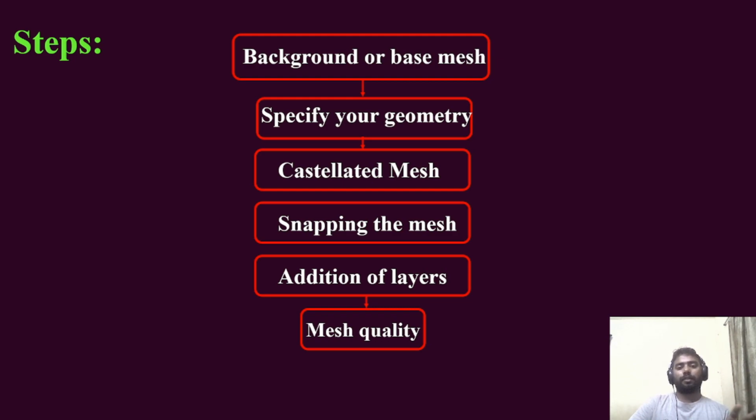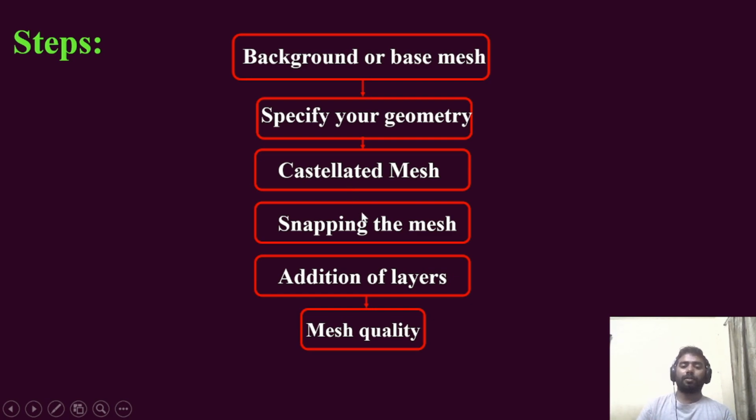First we need to have the background or base mesh. Generally this background mesh is created using blockMesh. Then we also specify a geometry, and this geometry is cast into the background mesh. That is why this step is called the castellated mesh, because we are casting whatever geometry we are providing into the background mesh.